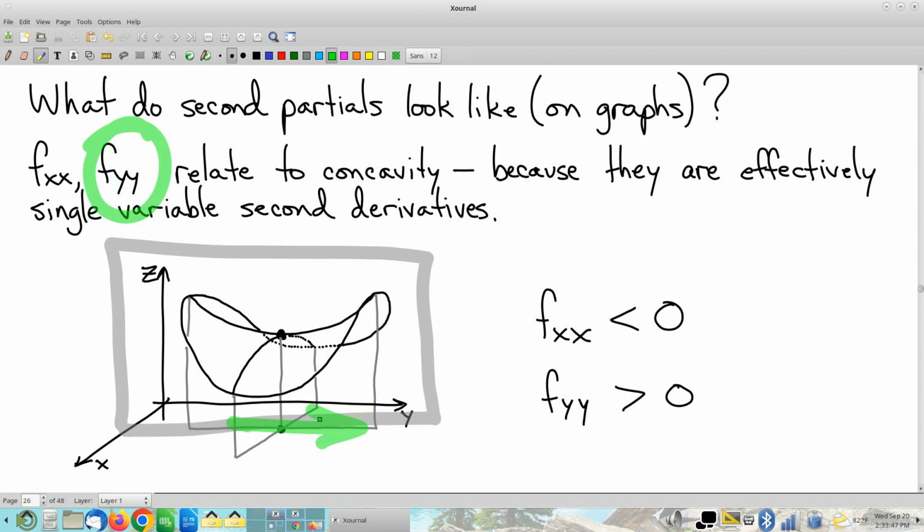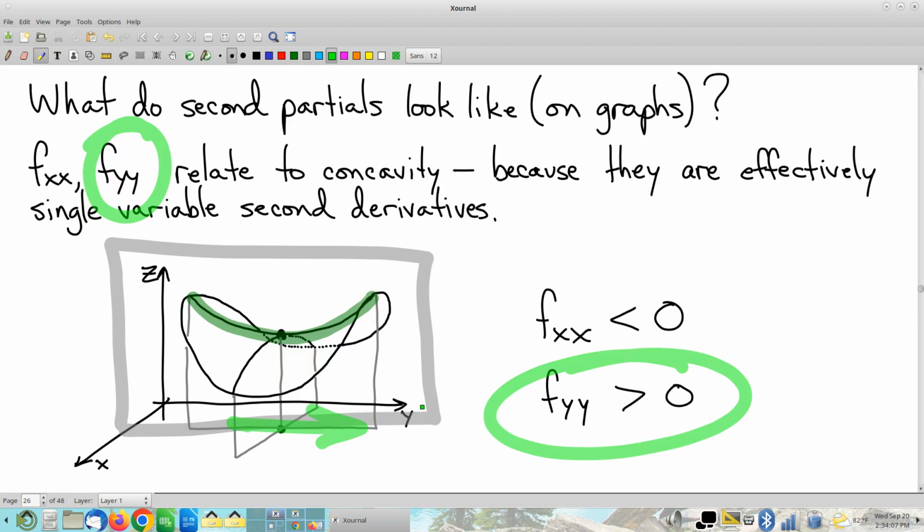And so the interpretation you get is exactly what you would think, this cross-section being a curve kind of like that. If the second partial is positive, then you would expect it to be concave up, like I have in this picture here. So this is a picture of f_yy being positive. That's just concavity, exactly like you would hope.